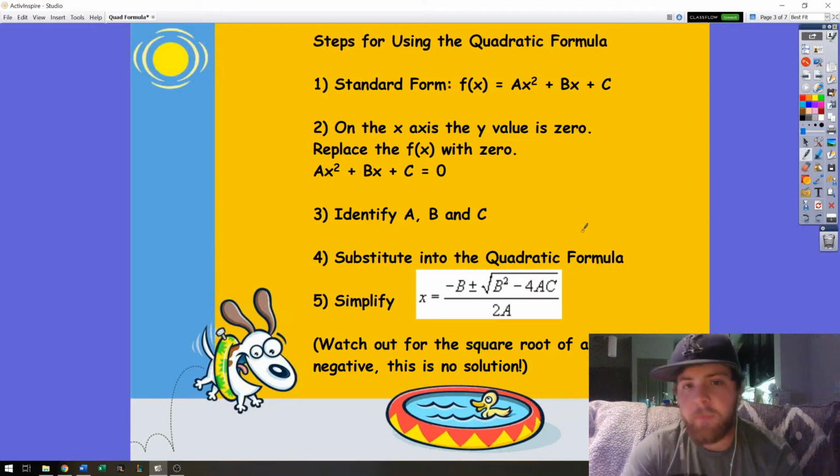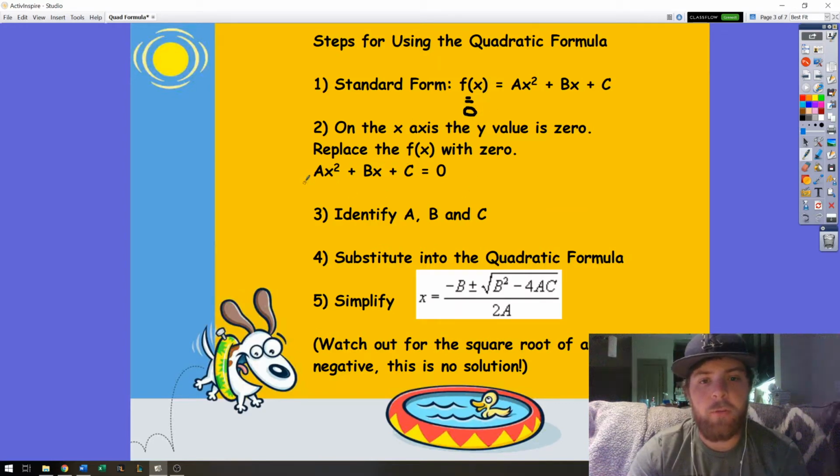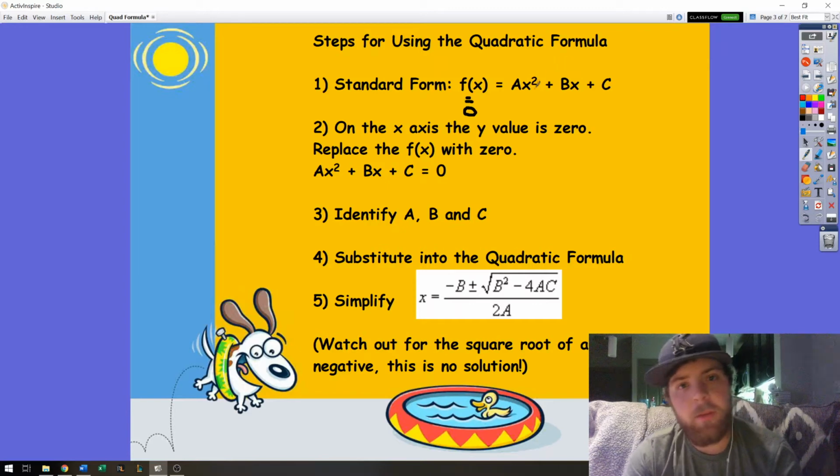Okay, so the steps for using the quadratic formula. First, it has to be in standard form. F of x equals ax squared plus bx plus c is what we talked about just a second ago. Now, if it says f of x, what that really means is 0. So if it has that in the problem, like on step 2 here, it's going to be f of x equals 0. So it's going to be ax squared plus bx plus c equals 0. Once it is equal to 0, that then allows me to properly identify my a, b, and c values.